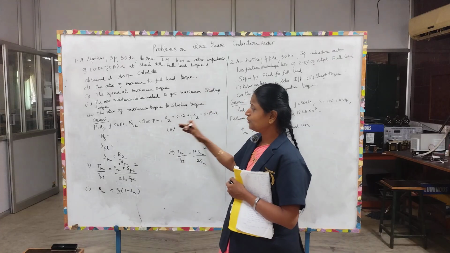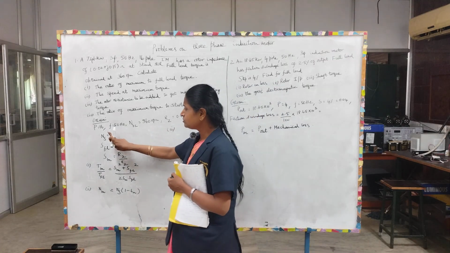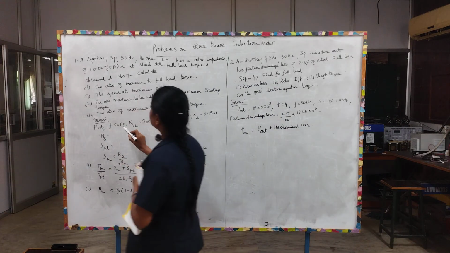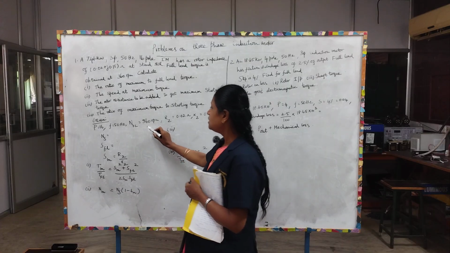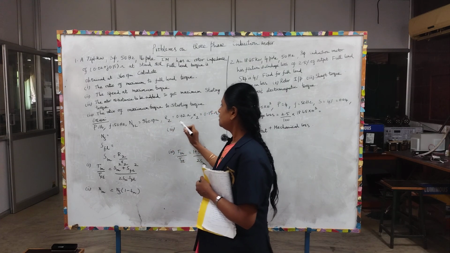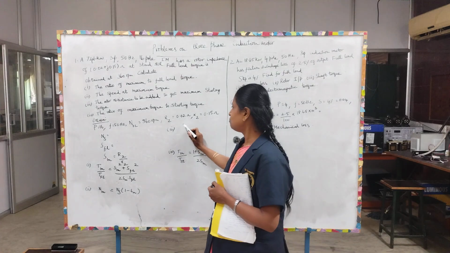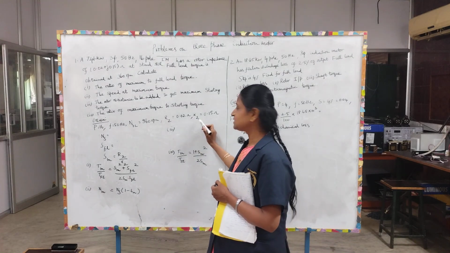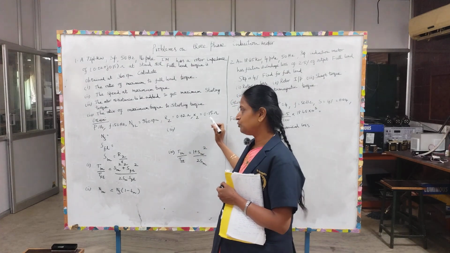First we have to write the given data. So the number of poles is 16 and frequency is 50 Hz. Full load speed is given as 360 rpm and R2 is given as 0.02 ohms. X2 is given as 0.15 ohms.